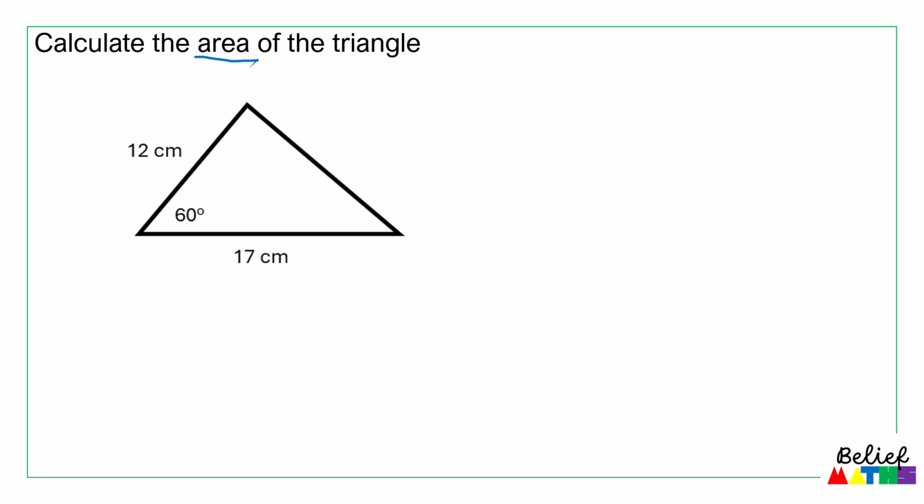So if you've got one like this, where you've got two sides and what we call the included angle, or the angle between them, we can use this formula. And again, this formula is given on your formula sheet. So the area is equal to a half AB sine of C.